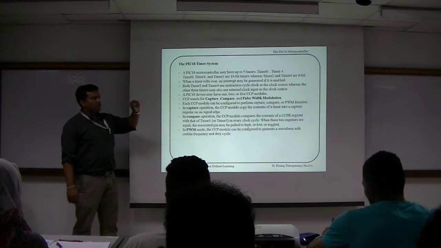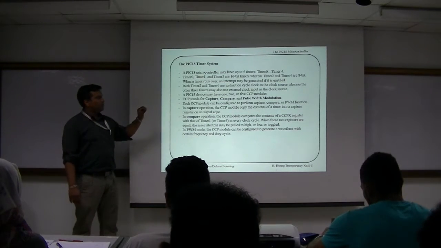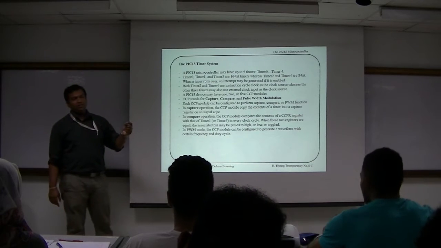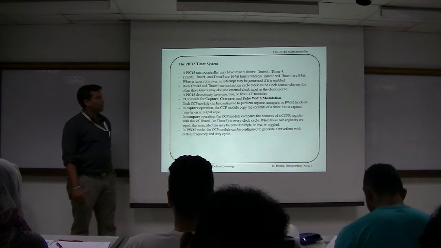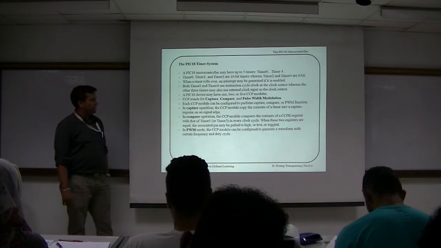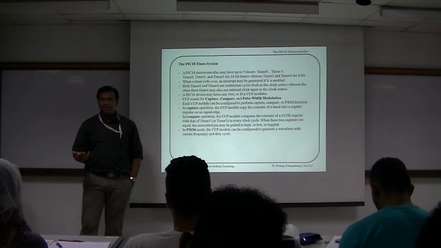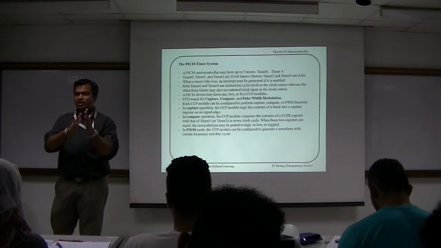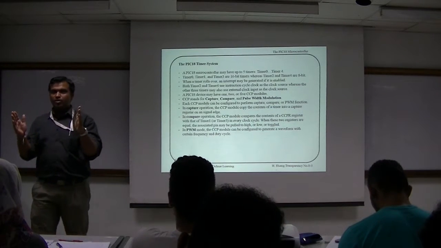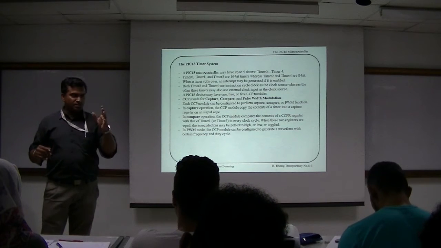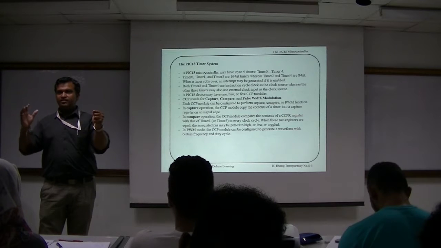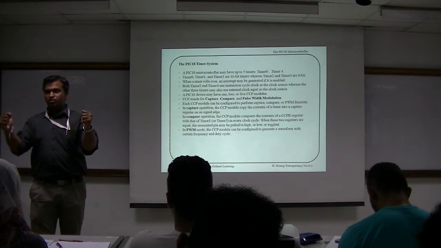So each module, that pin, you can actually configure to perform capture, compare or PWM, this pulse width modulation function. In capture operation, the CCP module copies the content of the timer into the capture register on a signal edge. So that means you want to find out from one signal to another signal. Like I just mentioned, you want to capture what the duration is. So you can use the capture. It will capture the first logic one and the second logic one, so you'll get the whole duration.